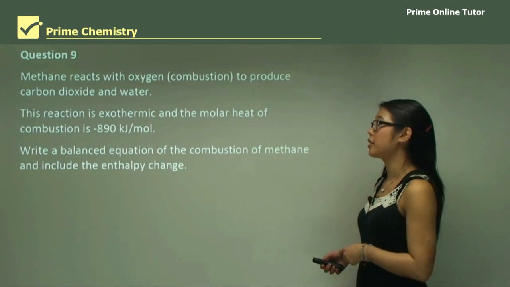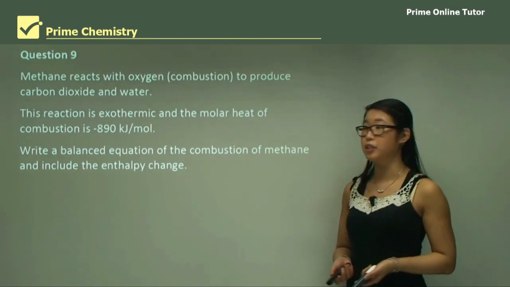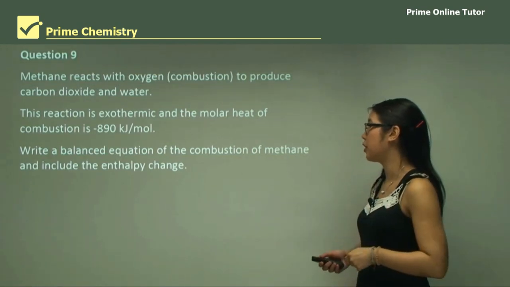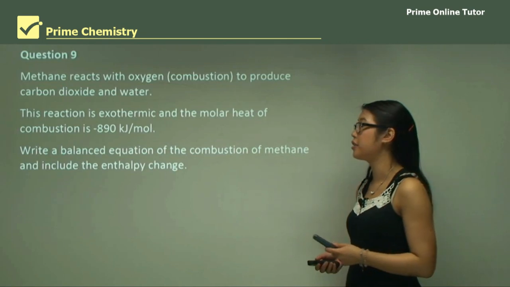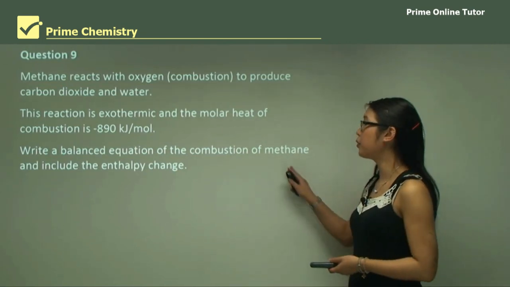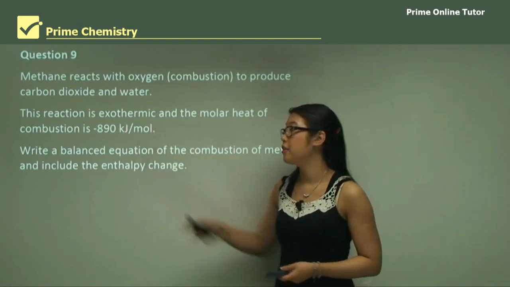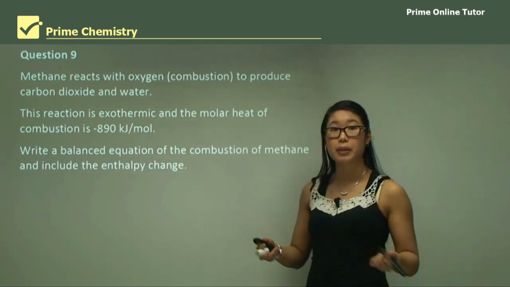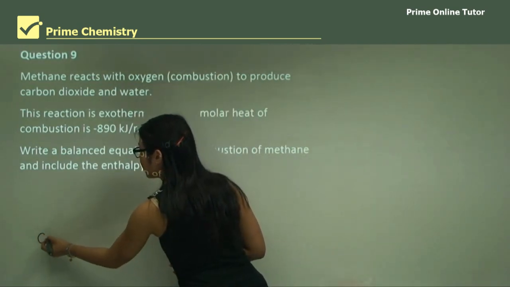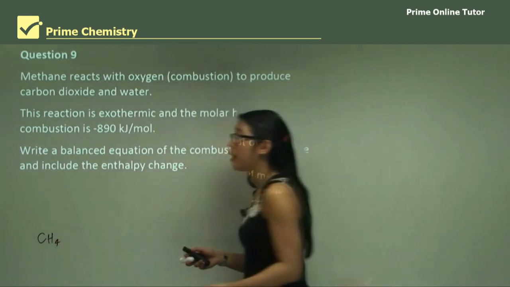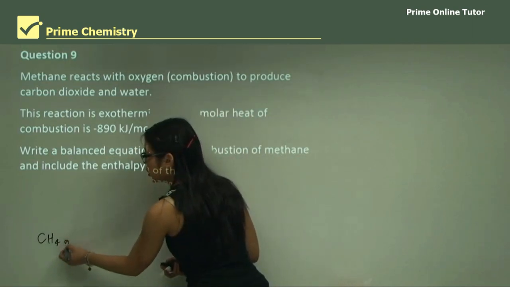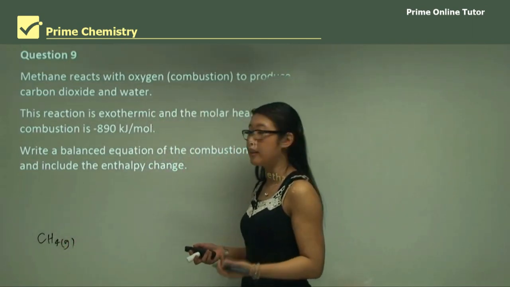So question 9, methane reacts with oxygen in a combustion reaction to produce carbon dioxide and water. This reaction is exothermic and the molar heat of combustion is minus 890 kilojoules per mole. Write a balanced equation for the combustion of methane and include the enthalpy change. So what's important here is that we need to write the chemical equation and then we also need to include this number somewhere. So what we would do first is we know it's methane, so meth is 1 carbon. So methane has CH4 and methane is always a gas at room temperature and that means we need to put a G in there to say it's a gas.